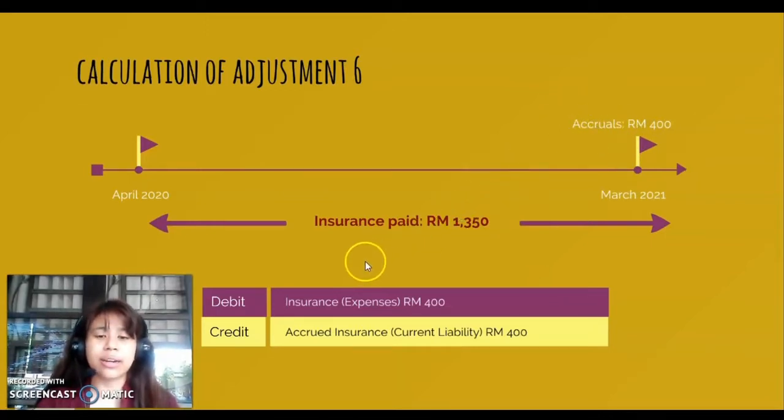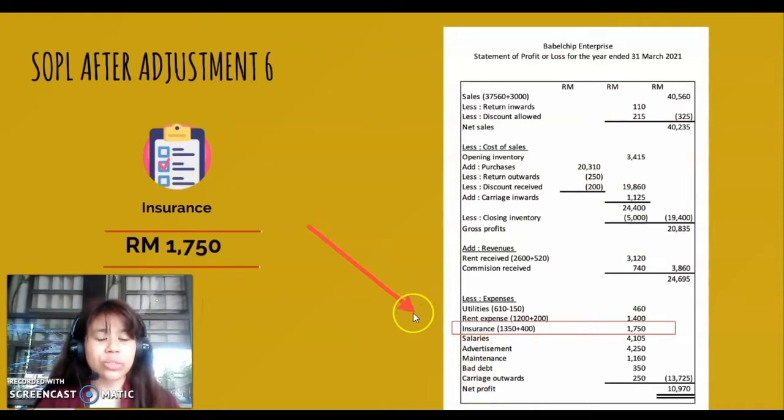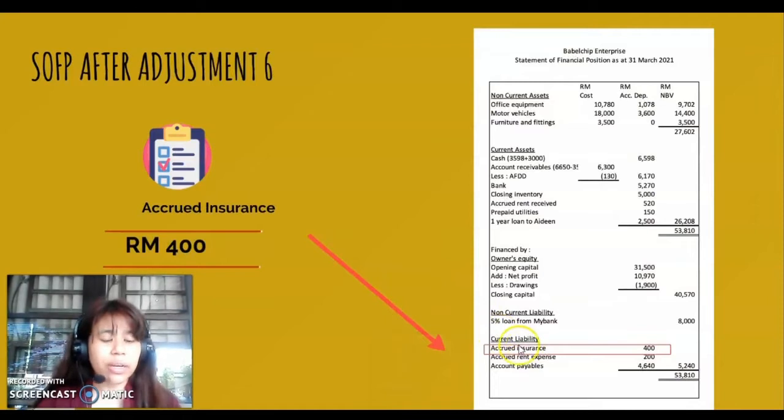There are two accounts involved in this transaction, which are insurance under expenses and accrued insurance under current liability. And this is the SOPL that shows Bubble Chip Enterprise needs to pay 1,750 ringgit of insurance after adding 400 ringgit. Next is the straightforward accrued insurance of 400 ringgit under current liability, as Bubble Chip Enterprise is still in debt.